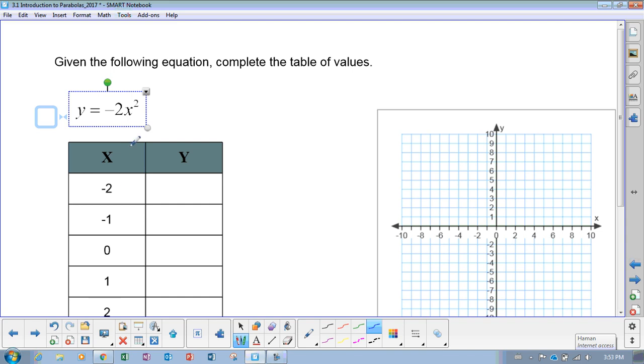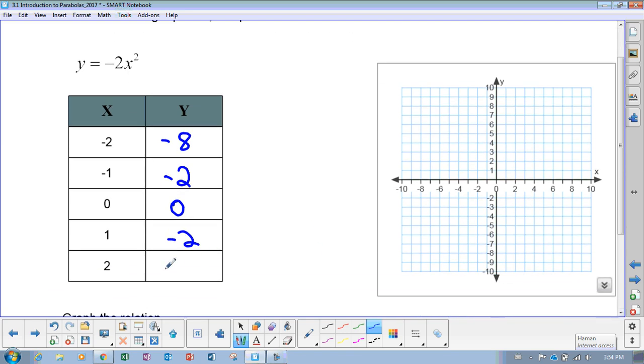So we have y equals -2x squared. So this time I have to multiply whatever I get when I square x by -2. So I'm simply substituting in. So -2 squared is 4, multiplied by -2 is going to be -8. -1 squared is 1, multiplied by -2 is -2. This is still going to be 0. This is going to be -2. This is also going to be -8.